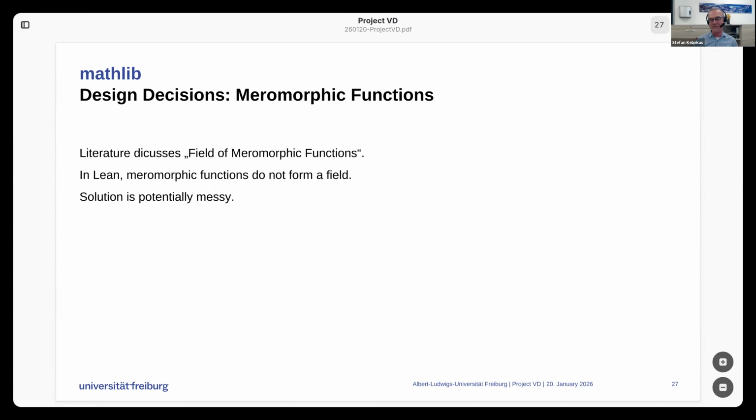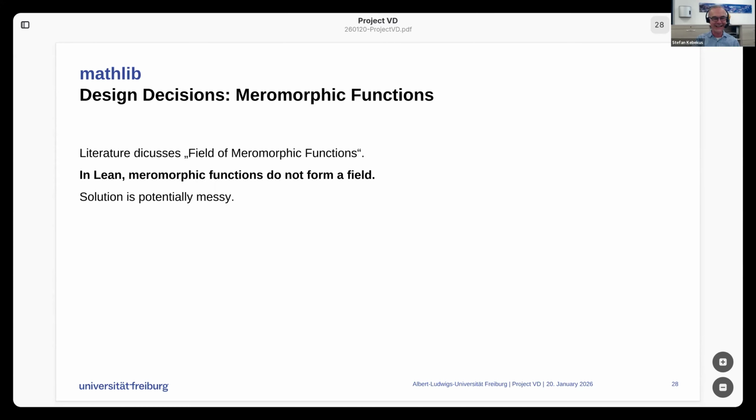And then without further ado, we use all those notions that are associated with fields: field extensions, algebraic, finite, transcendence degree, and whatever notion there is, we just use it. Trouble is, meromorphic functions do not form a field in Lean. And the solution has a tendency to become rather messy. So why do meromorphic functions not form a field?